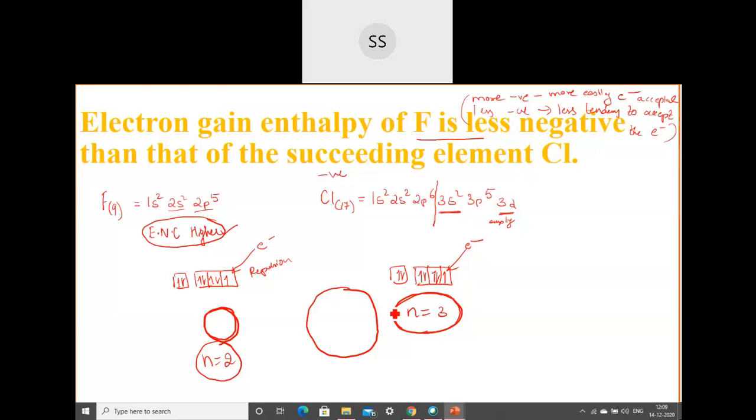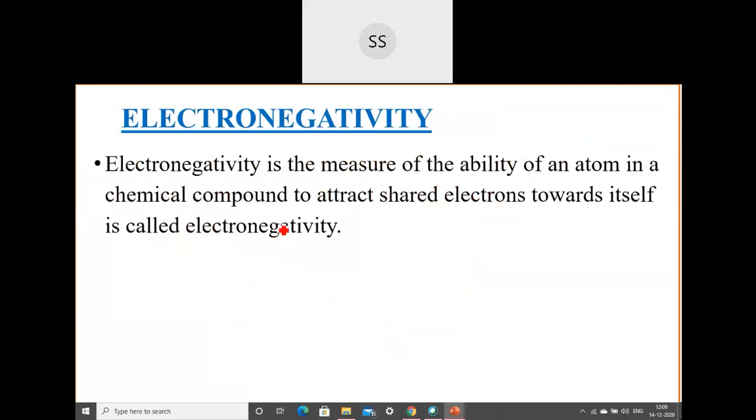I'll go for the next one. Now, one more last topic which was remaining is electronegativity. Electronegativity and electron gain enthalpy, I have told you before also, try to differentiate both. Electronegativity means when atoms are held in a compound, when they are bonded to some other atom, for example in the HCl case.